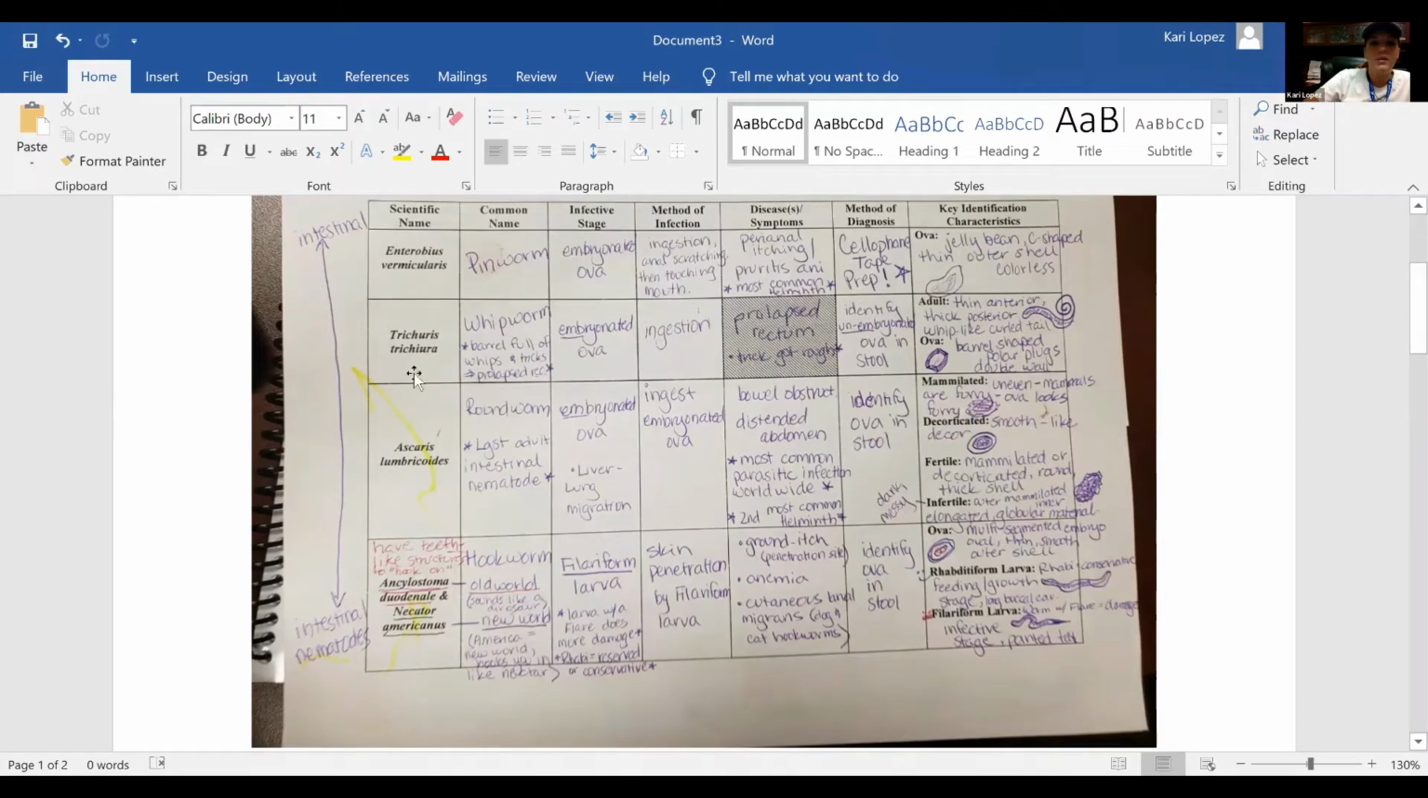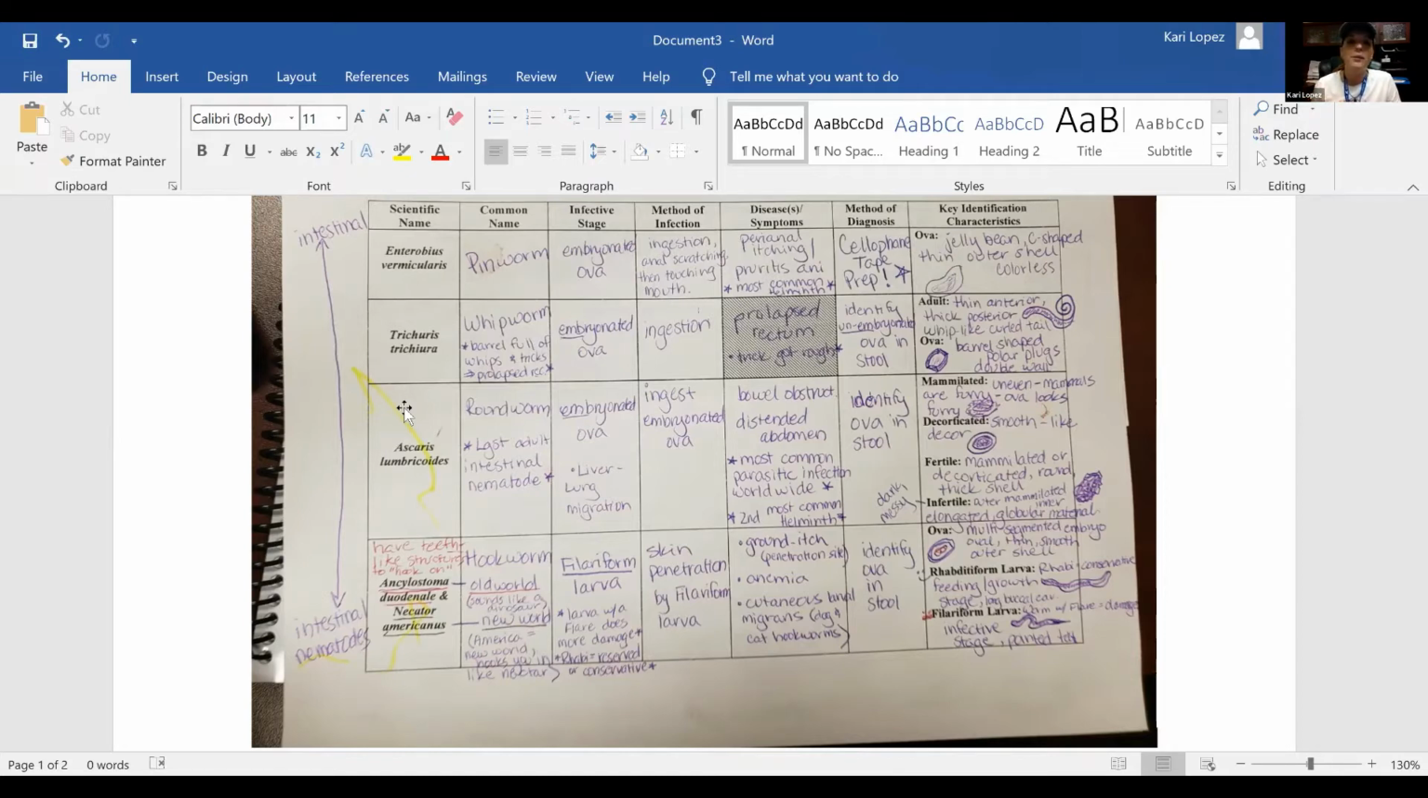And so for Enterobius vermicularis, it's going to be your pinworm. Your infective stage is the embryonated ovum. Your method of infection is ingestion, anal scratching, and then touching the mouth. What the Enterobius vermicularis does is mostly just reproduce in the system that they're in, in this case the intestinal system. But the female, the gravid Enterobius vermicularis, gravid means pregnant, will travel to the perianal region, like right outside your butthole pretty much, and will lay her eggs.